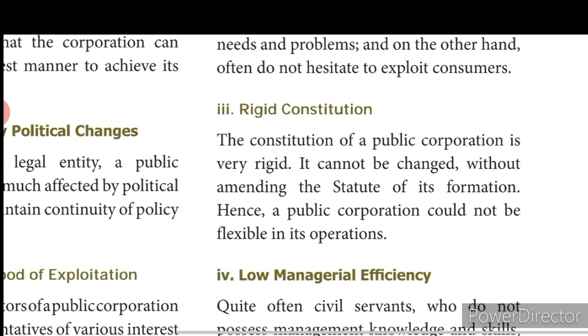Rigid constitution. It means the constitution of the public corporation is very rigid. Rigid means very stiff. It cannot be changed without amending the statute of its formation. Without changing the statute, the rules in the formation, it cannot change. They already made a rule and only then this organization started, isn't it? So it will be very tough to do all that. If you want to do any changes, then you must change the rule itself in that particular corporation.